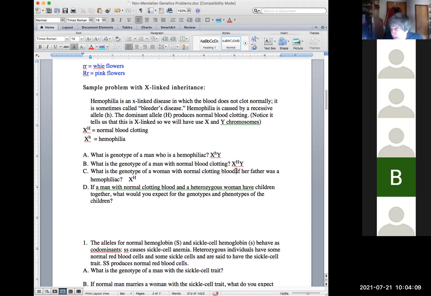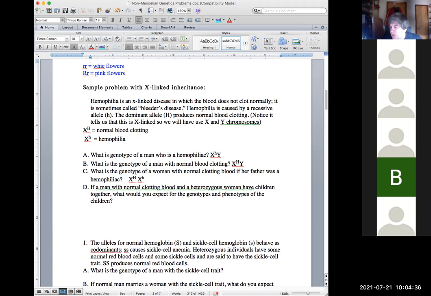But her father was a hemophiliac. So this is her father. Well, if this is her father, notice she's going to get the X with the little h. She doesn't get the Y, because if she did, she wouldn't be a she, she'd be a he. So she's going to be X big H, X little h.